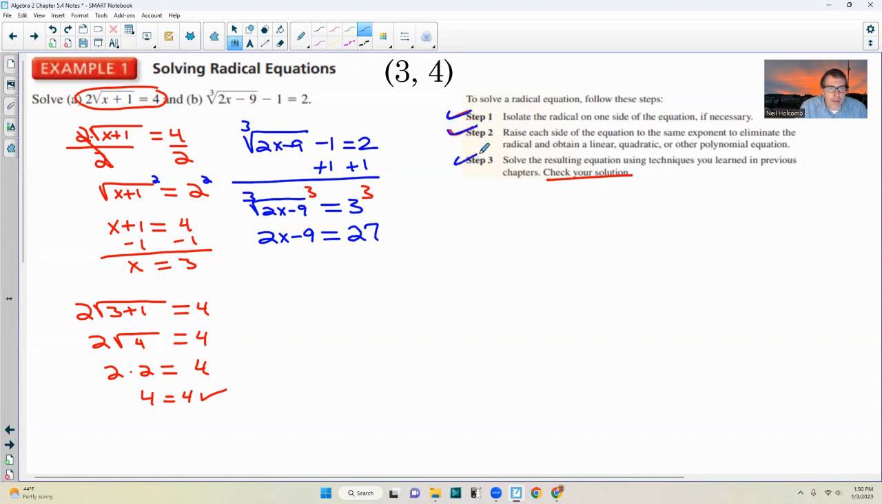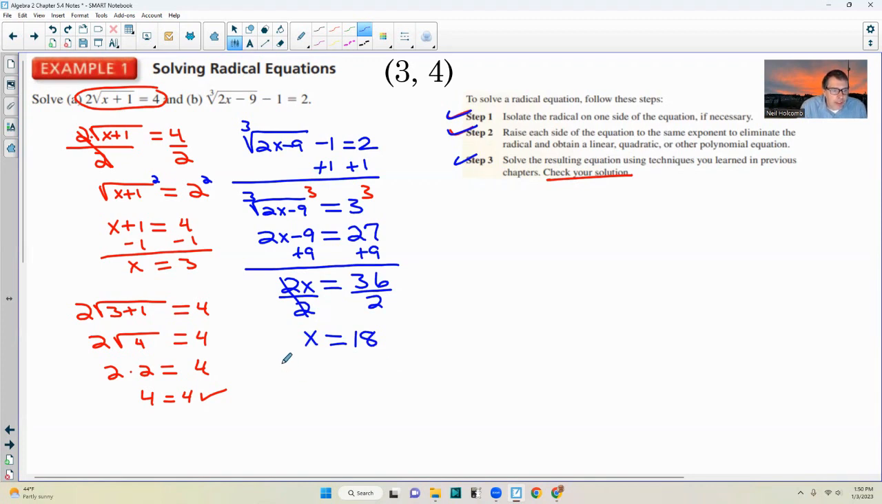Step 3 says to solve the resulting equation using techniques you learned in previous chapters and in Algebra 1. So to get that x variable by itself, we first add 9 to both sides. These cancel and I get 2x equals 27 plus 9, which is 36. Divide both sides by 2, and x equals 36 divided by 2, which is 18.